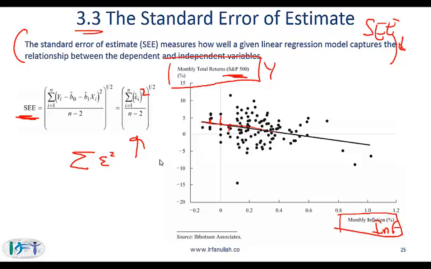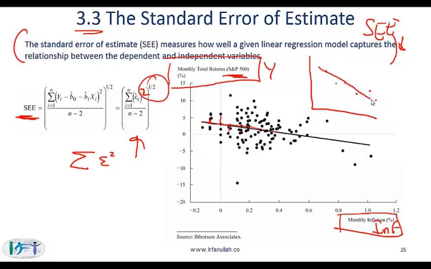Now, since you are dealing with 2, you divide by n minus 2. And then, since you've done a square over here, you take the overall expression and take the square root.